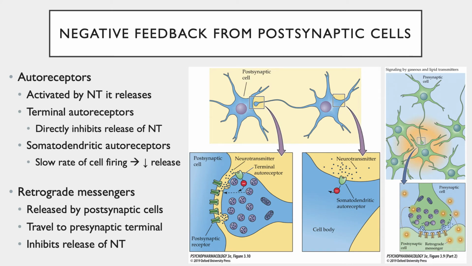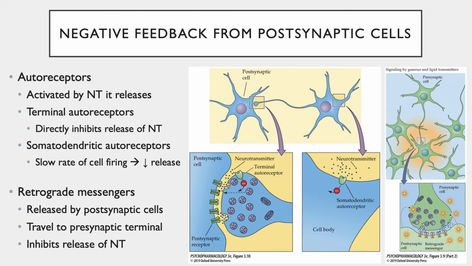Earlier, I mentioned the concept of negative feedback. Next, we're going to discuss two types of negative feedback loops that occur from postsynaptic cells. We'll start with autoreceptors. Autoreceptors differ from postsynaptic receptors. Whereas postsynaptic receptors are located on the postsynaptic neuron, autoreceptors are located on the presynaptic neuron. That is, autoreceptors are located on the neuron that releases the neurotransmitter. Autoreceptors are activated by the neurotransmitter that neuron releases.